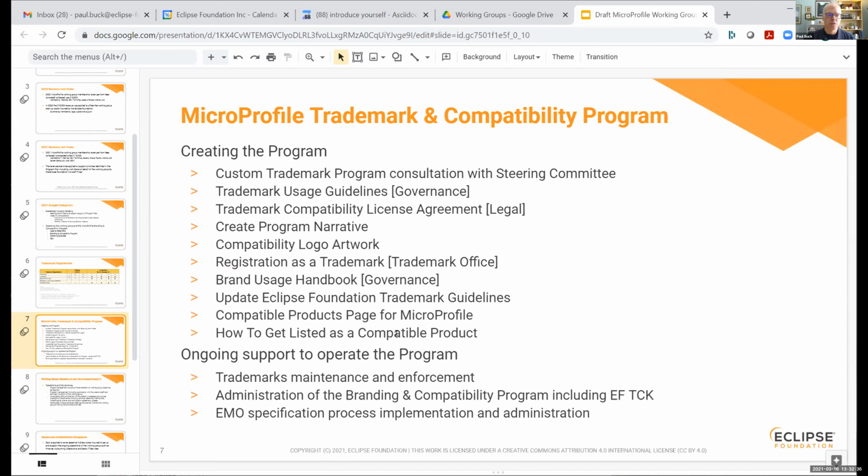And so there's creation of the program, then there's ongoing support and operating the program. As Sharon pointed out, these trademarks, once registered, do require constant attention and office actions, and enforcement if need be, particularly from a compatibility program perspective, if the compatibility mark's being used inappropriately. And there are obligations that we need to fulfill with regards to the requirements of the TCK license that we work on as well. And then ongoing collaboration in the implementation of the administration of the specification process.